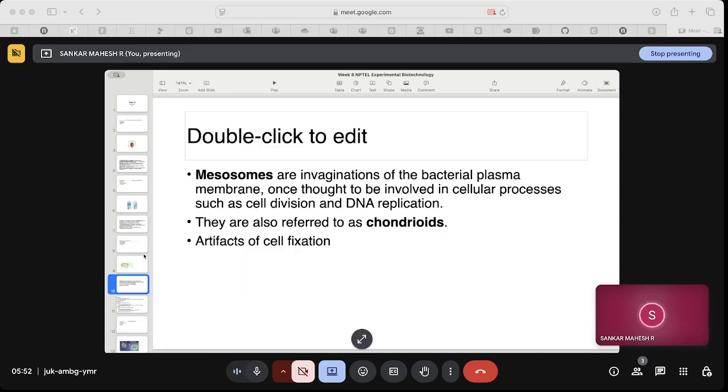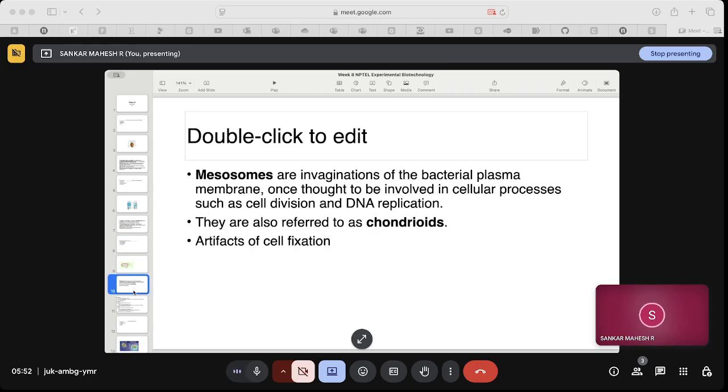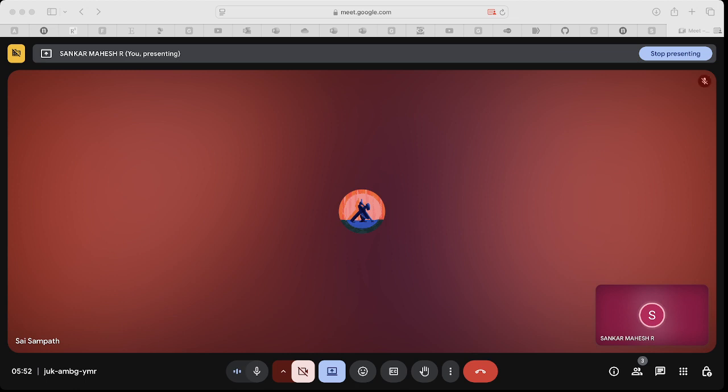So these do not particularly have functions, but these are just artifacts of cell fixation. The answer that you told is right, chondrioids, but from what I read, I couldn't find any article or any information where it was said that it is involved in cellular respiration. You can maybe share the link here, so in case I had missed it, I'll take a look at it. Yes, sir. When I was preparing for the GATE exam, I read that it is an extension of the cell membrane and also helps in cellular response, but I'm not particularly sure about that.